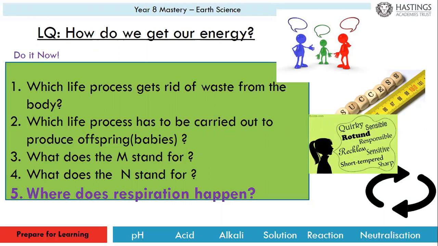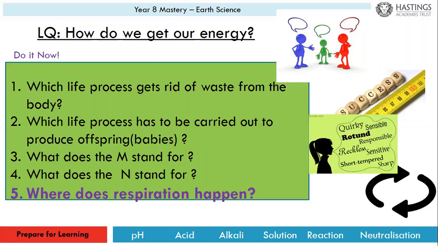Question 1, which life process gets rid of waste from the body? That will be excretion, and you should have put in a full sentence, excretion gets rid of waste from the body. Number 2, which life process has to be carried out to produce offspring or babies? Plants do this as well and make new plants. This is called reproduction. So you would have said reproduction is the life process which produces offspring.